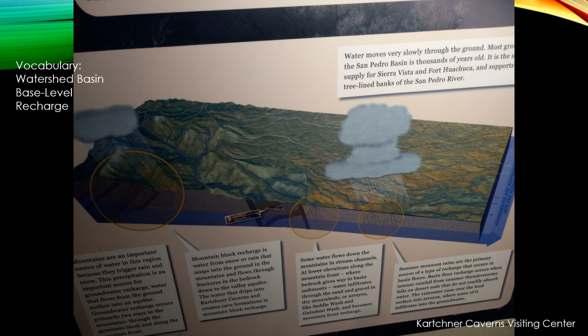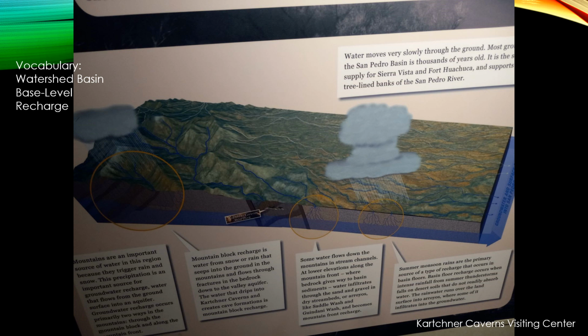Basin. Now we need a little vocabulary here. A watershed basin is an area in which all the water, either on the surface or underground, is all heading towards a common base level. In this case, the common base level, the common goal, if you would, is the San Pedro River. And it gets that way because of recharge, right? Well, I'm talking about the groundwater now.